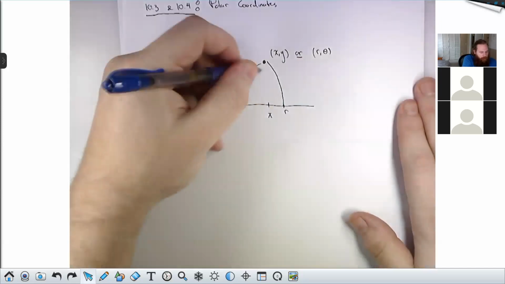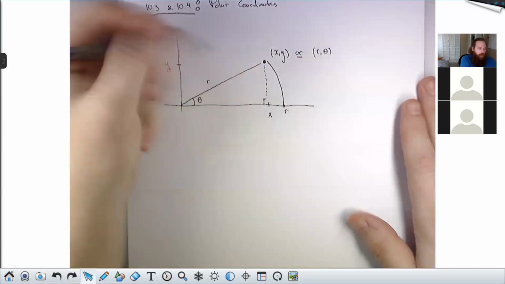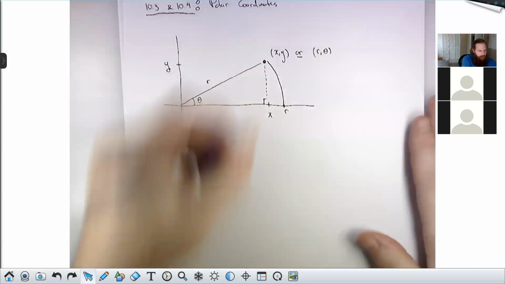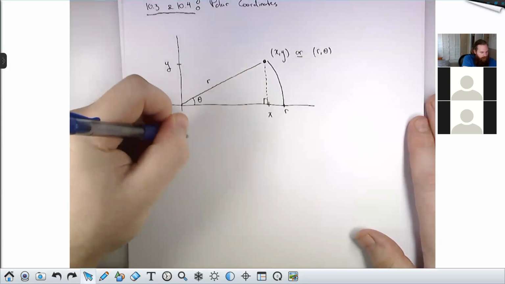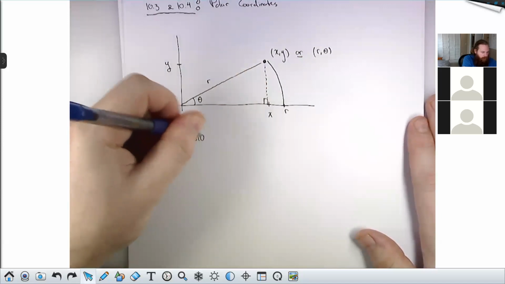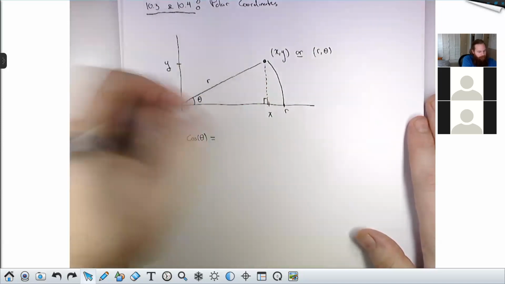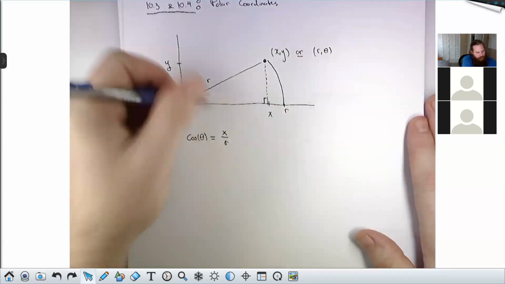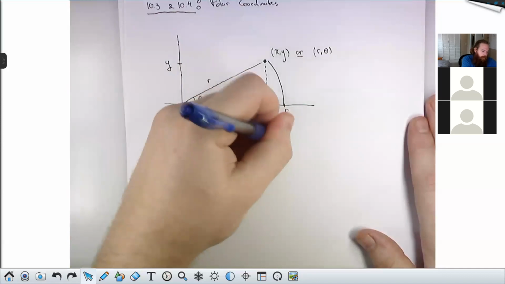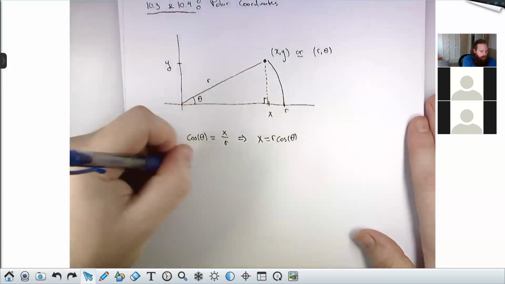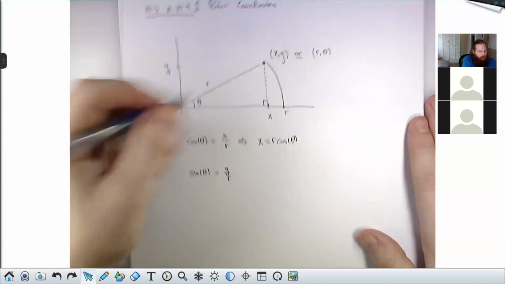Now the way to go back and forth is by using trig. I can drop a little right triangle in here, and then one sees that cos theta is the same as x over r, and that implies that x is equal to r cos theta. And sine theta, that's y over r. Again, just using this triangle, right?